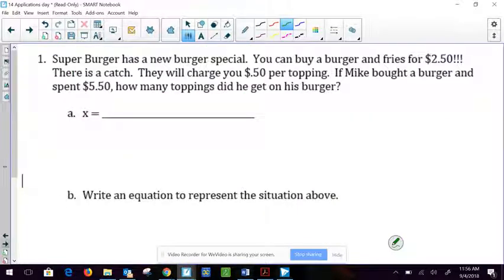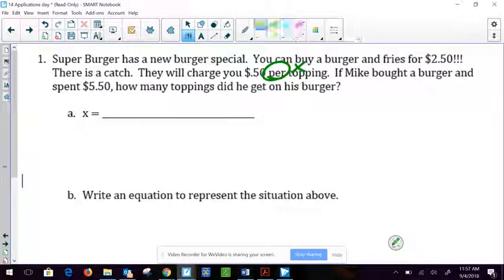Okay, our next problem on the backhand side is talking about Superburger. Superburger has a new burger special. You can buy a burger and fries for $2.50, but there's a catch. They're going to charge you 50 cents per topping. Notice I circled per because per tells us who gets the X. If Mike bought a burger and spent $5.50, how many toppings did he get on his burger?